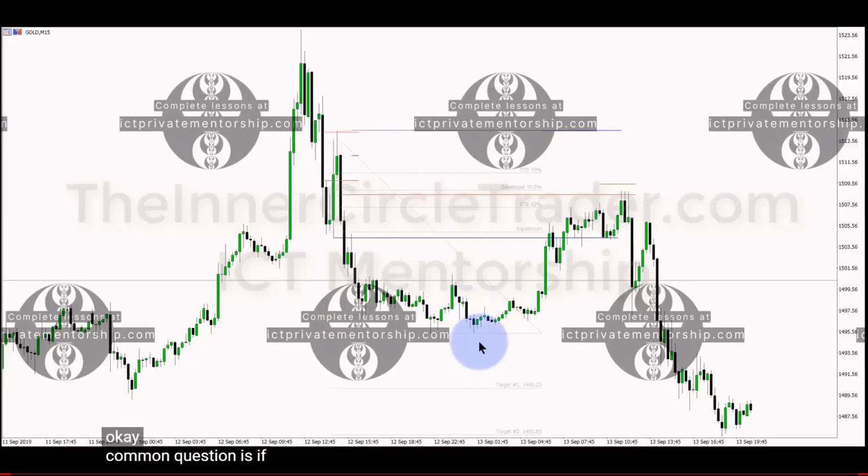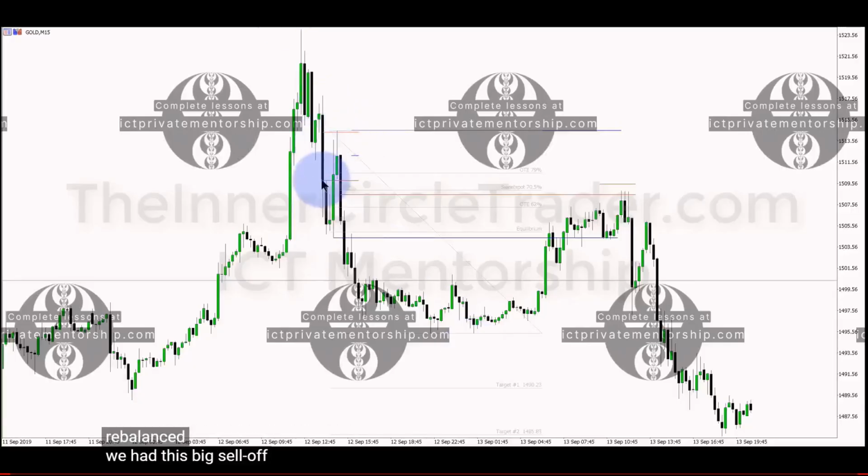Common question is if I'm using a fib and I want to find equilibrium, or if I want to find optimal trade entry, which swing high should I use? Well, this high to this low is your parent price swing. You always first want to consider that. But then inside of that range, you want to look at how price has rebalanced.